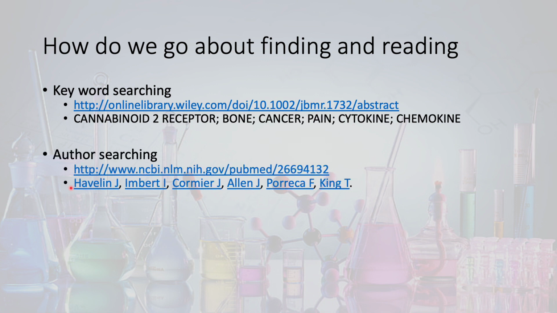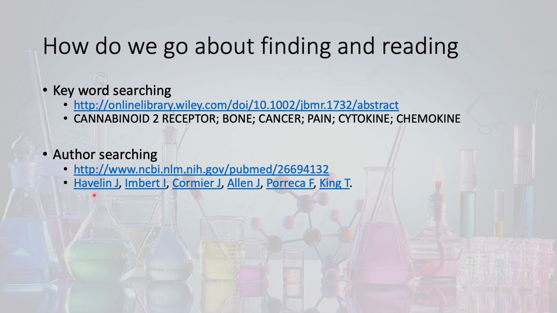Another method, perhaps you're interested in checking up on how a specific researcher is doing. You can locate articles simply by typing in the names of authors. So here's an example of a paper that I'm on. The senior author over here, Tamara King, has worked for several years, is an understatement. She's worked extensively with Frank Porreca. So they're the two senior authors on this paper. And then here's me. I was the first author, Ian Imbert, Jennifer Cormier, and Josh Allen, right?